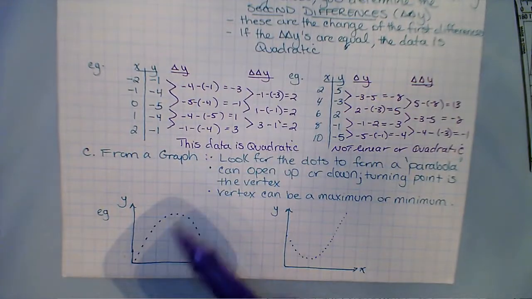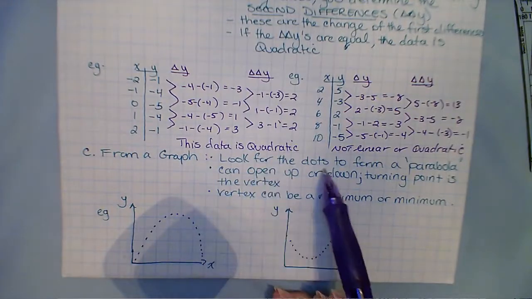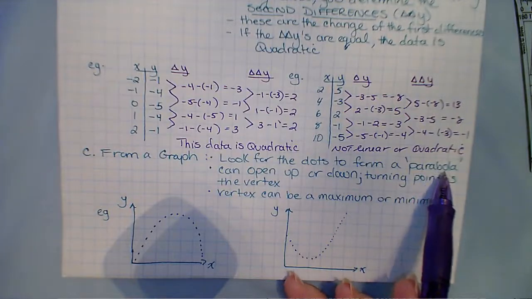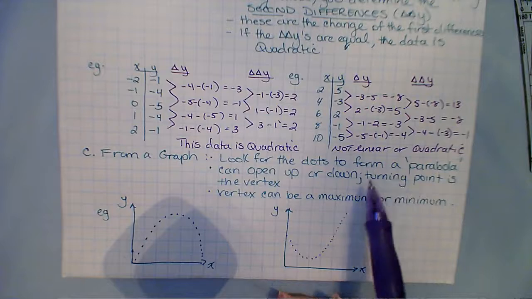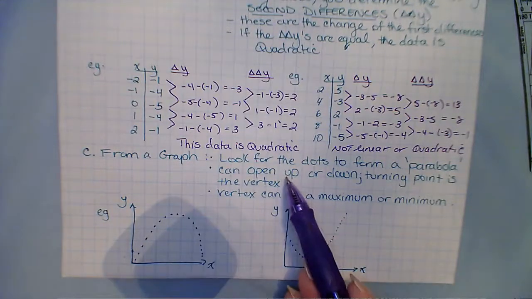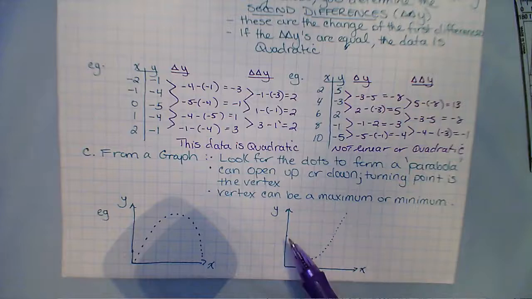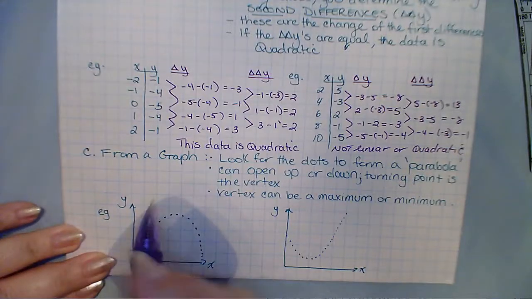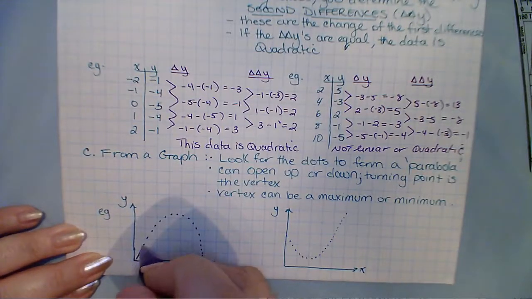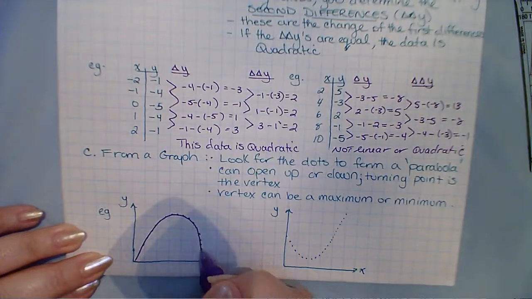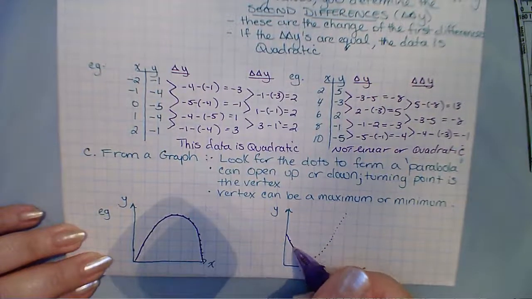However, if you're given a graph, what you're looking for is obviously the dots to form the shape of a parabola. And this parabola is this U-shaped graph. It can open up, like it does here, or it can open down, like it does here. So if we were to do the curve of best fit, we again would draw a smooth curve following the trend of the dots in each case.